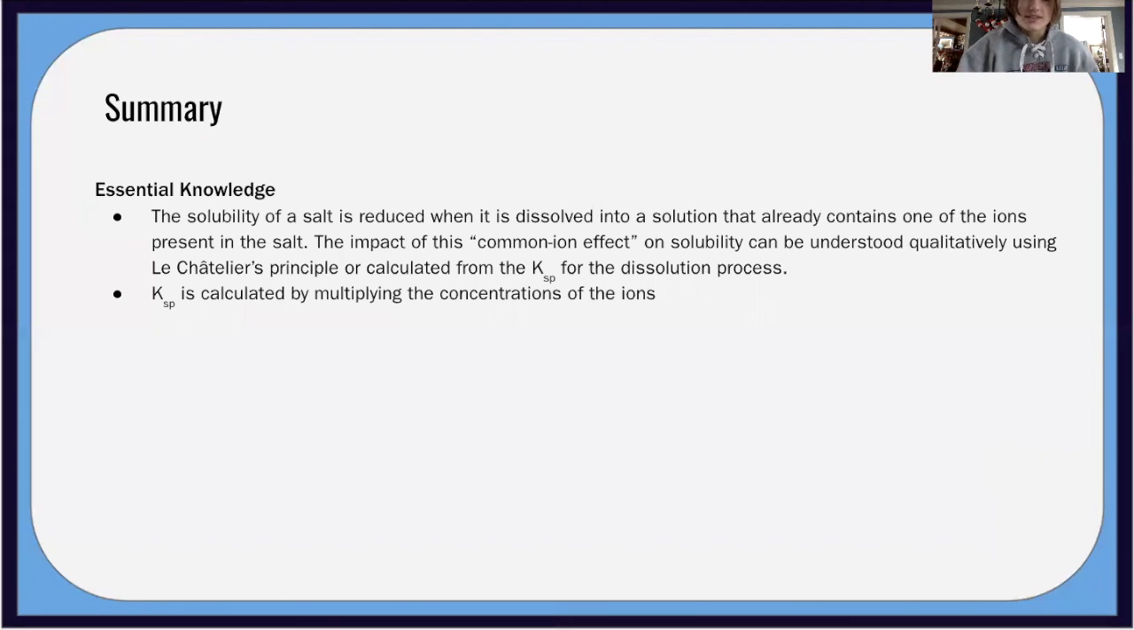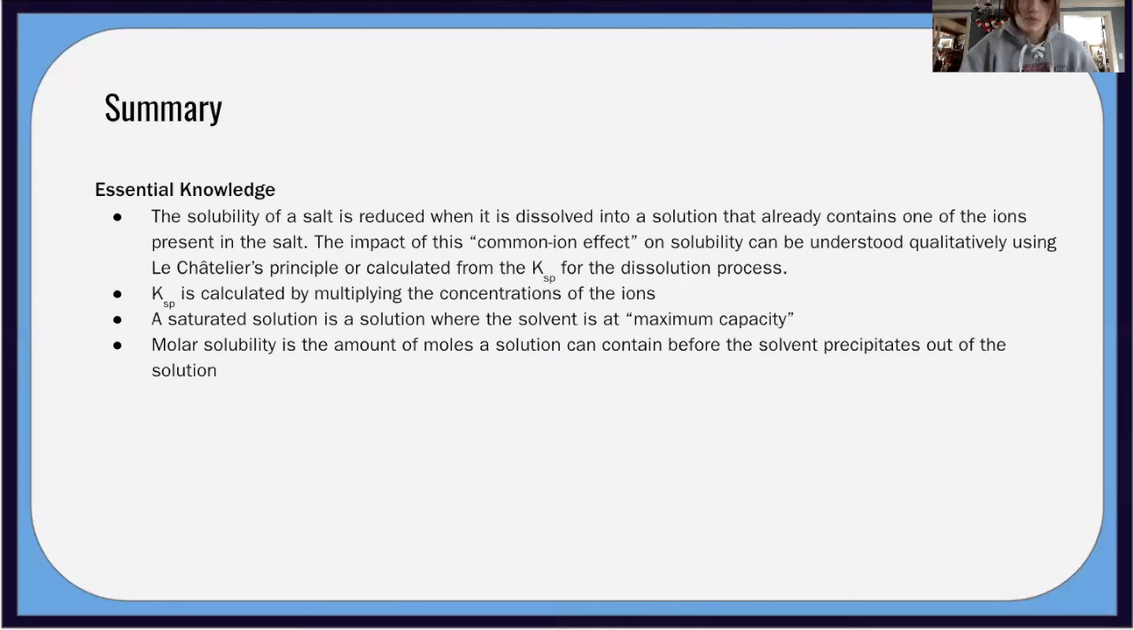The solubility constant is calculated by multiplying the concentration of the ions. A saturated solution is a solution where the solvent is at maximum capacity, and a molar solubility is the amount of moles in a solution that the solution can contain before the solute precipitates out of the solution. Okay, and that is it for 7.12.